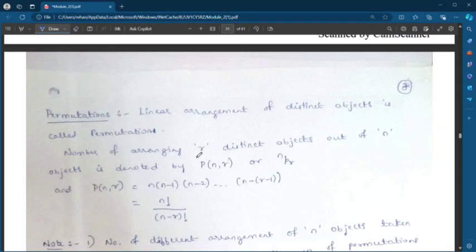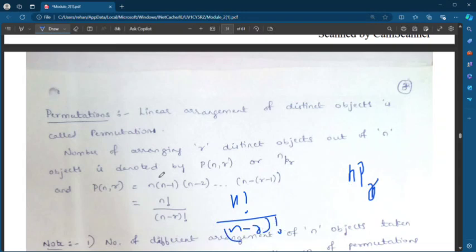Number of ways of arranging r distinct objects out of n objects is denoted by P of n comma r, where n is the total number of objects and r is the particular number of objects you are arranging, or nPr. P of n comma r is equal to n into n minus 1 into n minus 2, and so on up to n minus r plus 1. So this I'll write as n factorial divided by n minus r, the whole factorial.